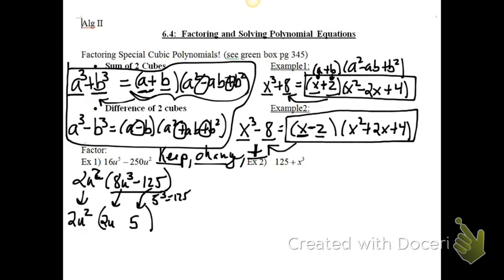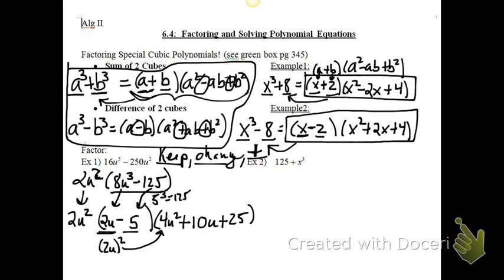Now remember, I keep the sign to start. Now what I do is I square that first term. So 2u to the 2nd is really 4u squared. That's what needs to go here. Then I change the sign to a positive. Then I have to multiply the 2u and the 5. That's going to be a 10u. And then I remember I always end with a positive. So it'll be a 10u plus 5 squared is 25.